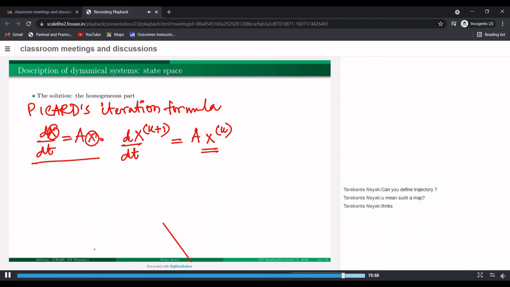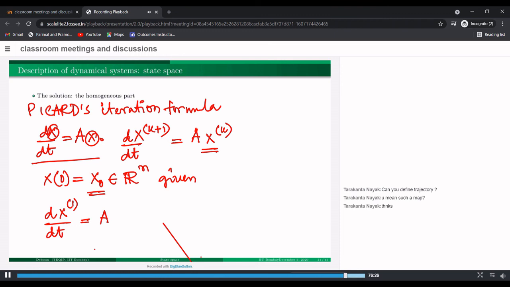So what could be my best possible guess? Well, there is the initial condition, right? I know that x at 0 is given to me, and that is x0. Let's say this is some real number, some n-tuple vector that is given to me. What could be my best possible guess? That it remains x0 for all time. So then my first betterment of the guess, x1, must satisfy A times x0. This is my initial guess.